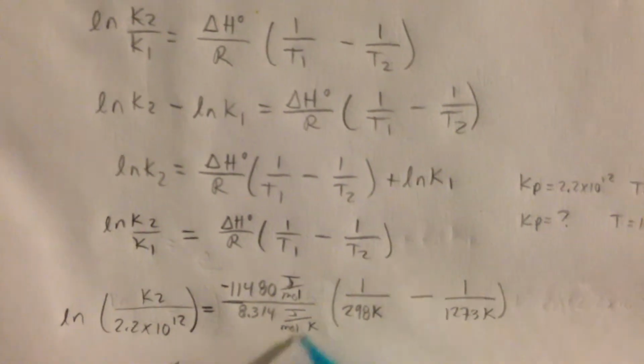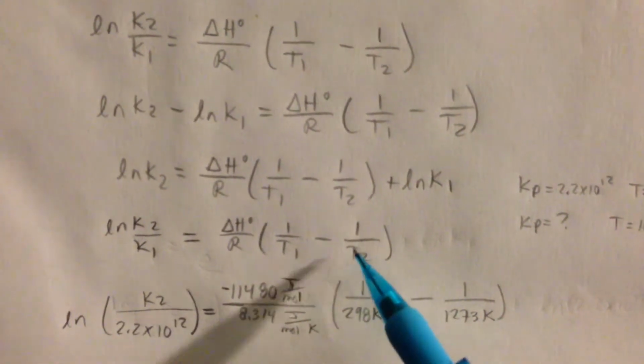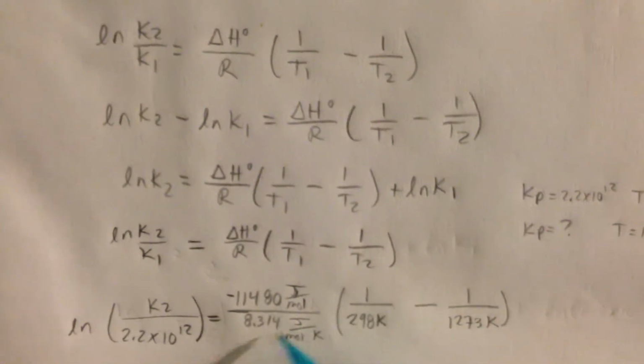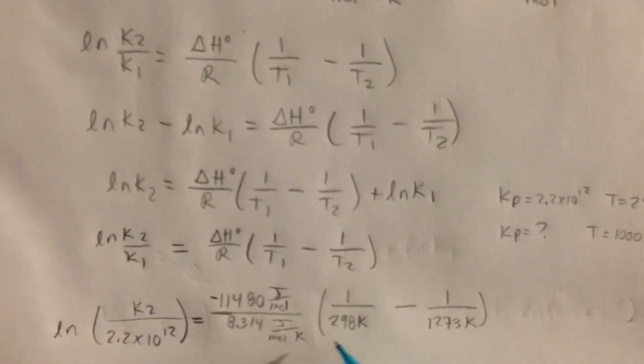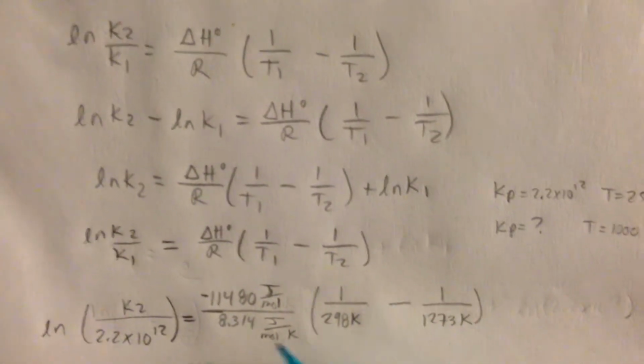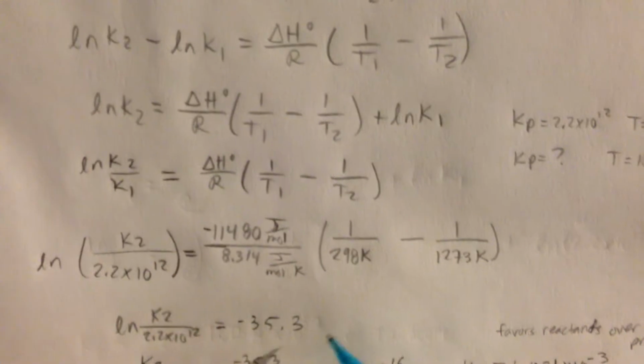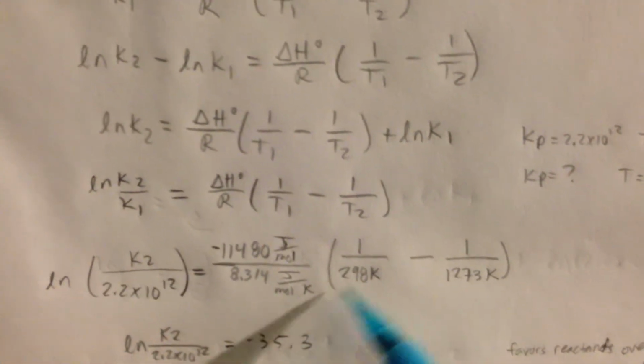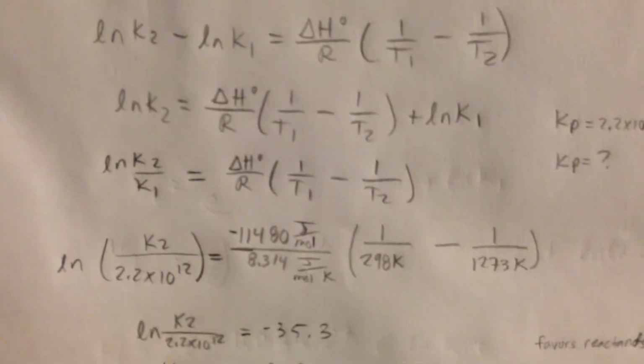We move down to here, and I plugged in everything. The units cancel out. These temperatures are expressed in Kelvin so that they can cancel out with this 8.314 constant that's given to us. It never changes. After plugging this into your calculator, you should get this, and it's not expressed in units because everything canceled out. So you still have your logarithm fraction.